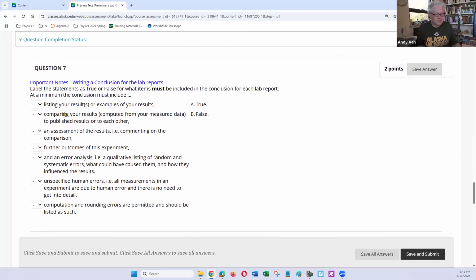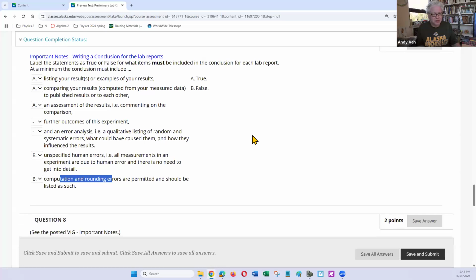Here, this one, they're all true, except the last two. They're false because I said so before. Unspecified human errors, no, don't write them in the conclusion. No computation or rounding errors allowed. So it's the others that you come across that you ought to list in the conclusion. The conclusion usually boils down to results or examples of the results, comparing them, commenting on them. And then an error analysis where you have to say, hey, these were the measurement instruments that we used.